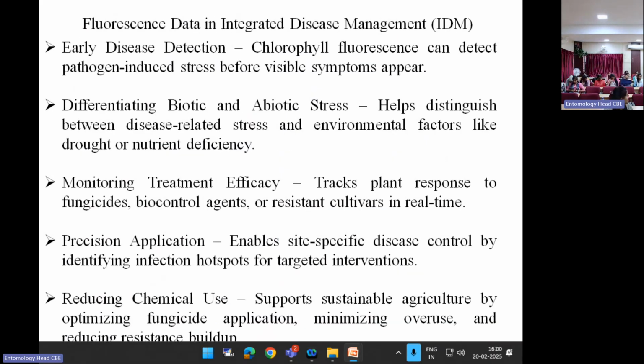Then the conclusion here is that the key area of the talk was integrating fluorescence data, that is parametric data acquired by fluorescence imaging or fluorescence detection, in integrated disease and pest management. So early disease detection, it can detect pathogen-induced stress before visible symptoms appear. This is one of the important things that I'm going to stress in this talk. Before your visible symptoms appear, it can be detected.